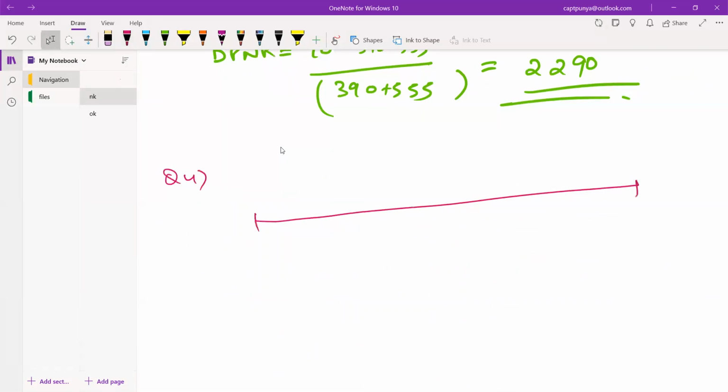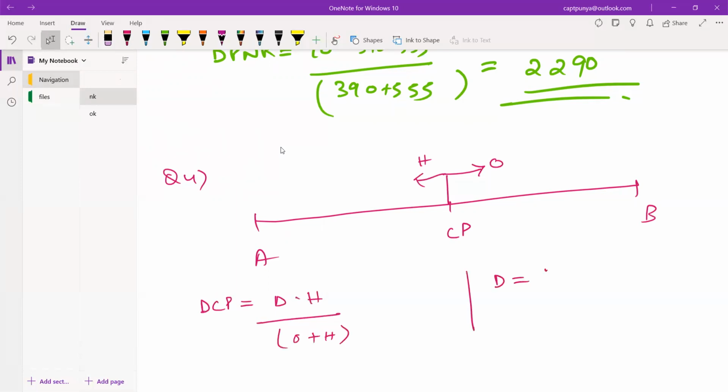This is your A, this is your B. First of all, we will identify which problem it is. It is a critical point problem. Second, we will draw the diagram. So this is my homebound speed and this is my outbound speed. All right, now we know that the distance to critical point is D into H divided by O plus H. Now we know that the distance is given to us as 360 nautical miles. Now the true airspeed is 180 knots.